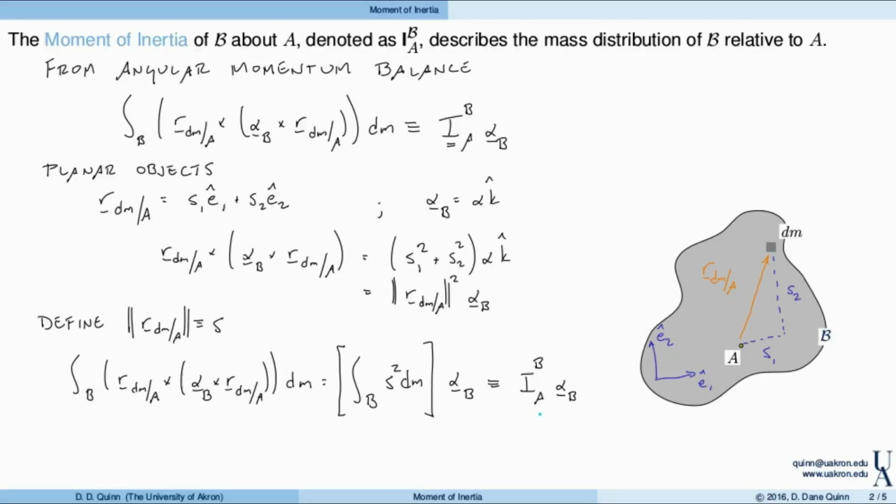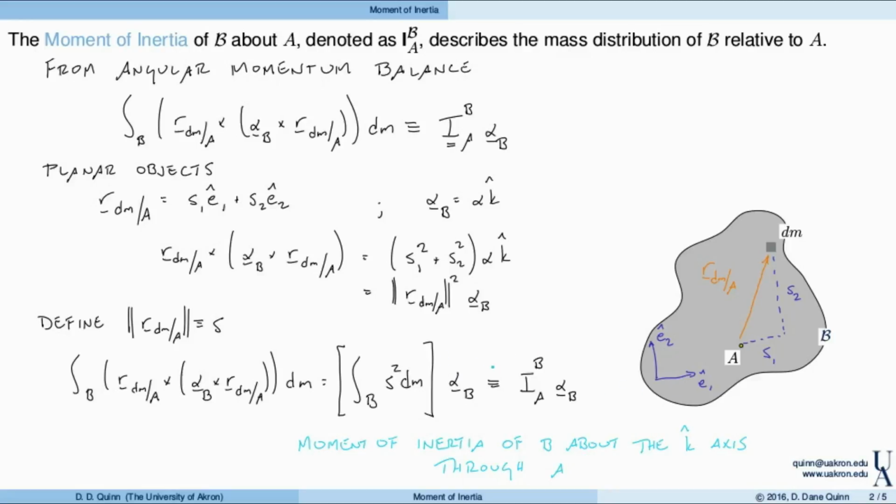So we refer to this again as the moment of inertia for this planar object, and this is actually said to be about the axis K, which comes out of the board, same direction as the angular acceleration, and through the point A.